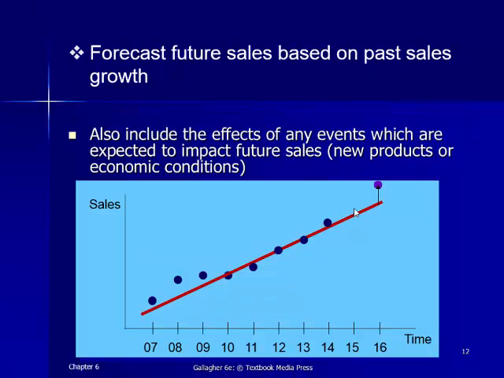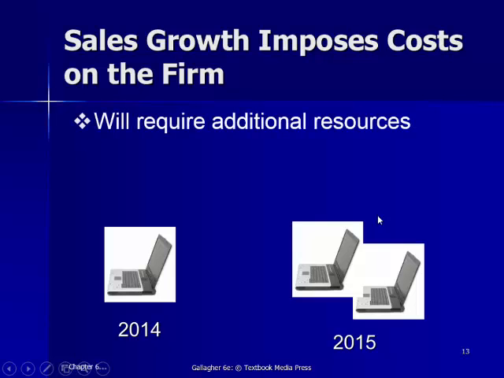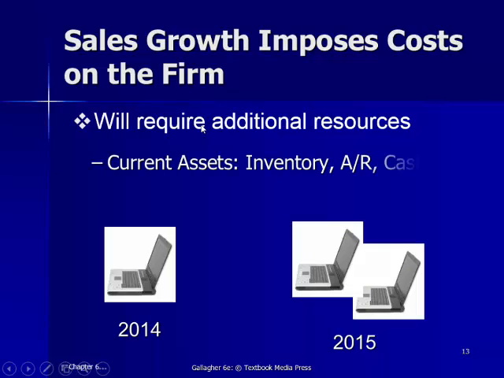line. Here we have a company that is about to introduce a new product, and our marketing people are very optimistic about this, and they think that this new product is going to be a big hit. So we might forecast sales above the simple extrapolation of the historic line. And so if we're going to sell more, we're going to need more resources.